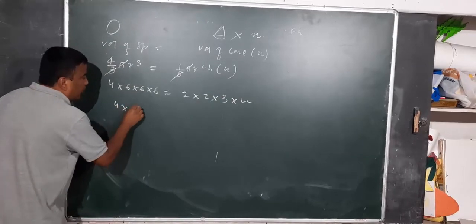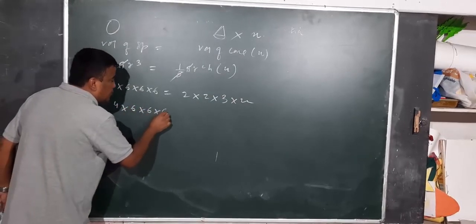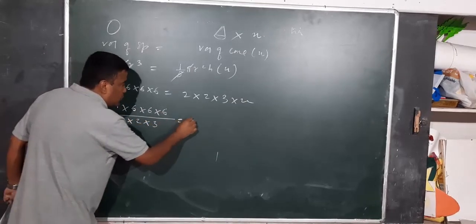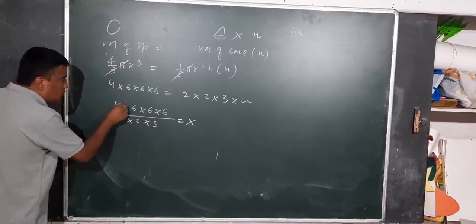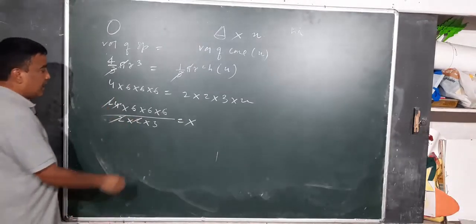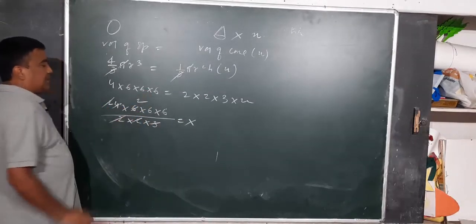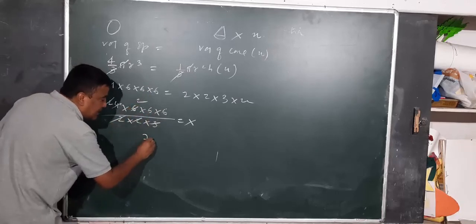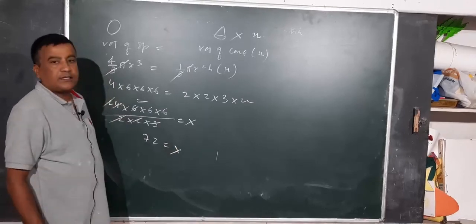Now 4 into 6 into 6 into 6 divided by 2 into 2 into 3 equals x. 2 2s are 4. These two and these two will get cancelled. Now 3 2s are 6. Now multiply it. 2 6s are 12. 12 6s are 72 equals x.